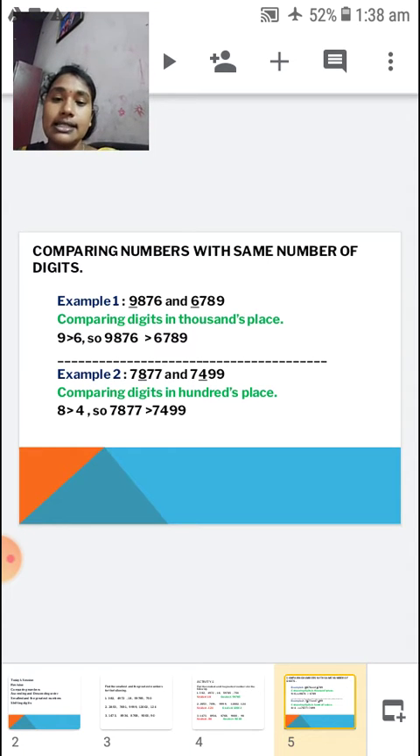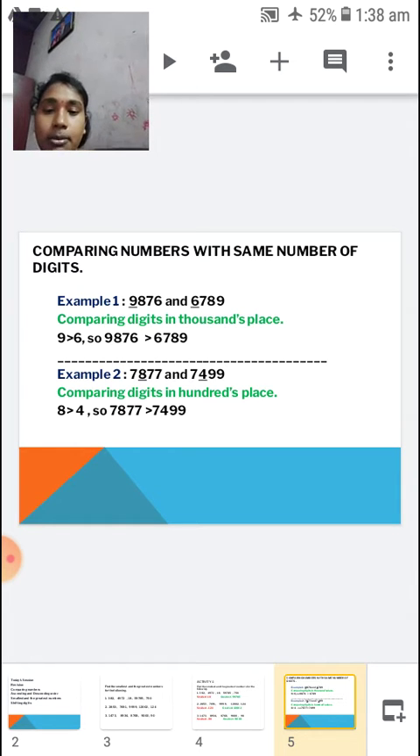So in the next example, you have 7,877 and 7,499. Between these two numbers, you may see that the first digits, that is the leftmost digits, are the same: they both start with 7,000.